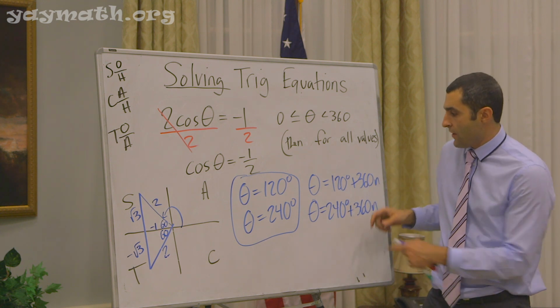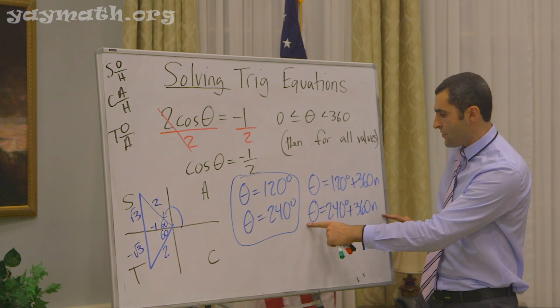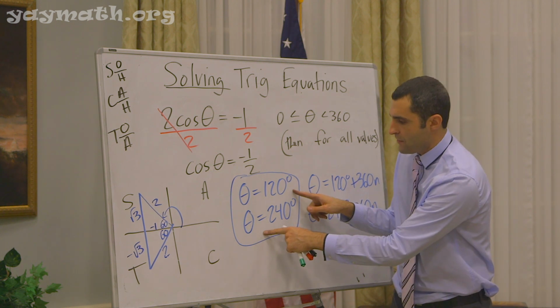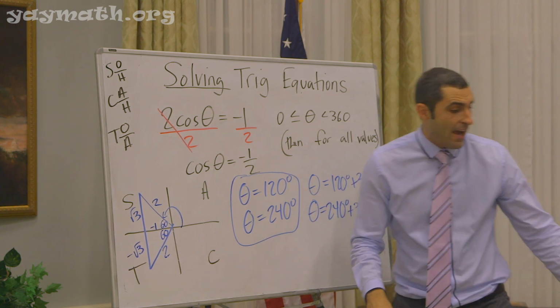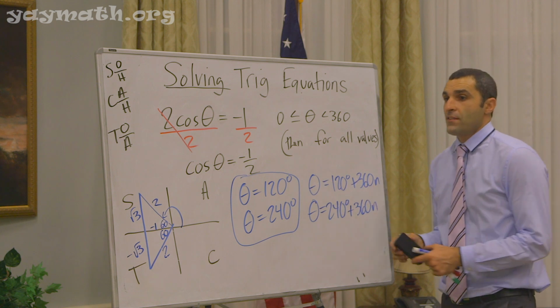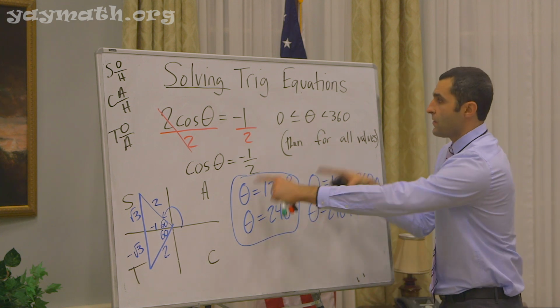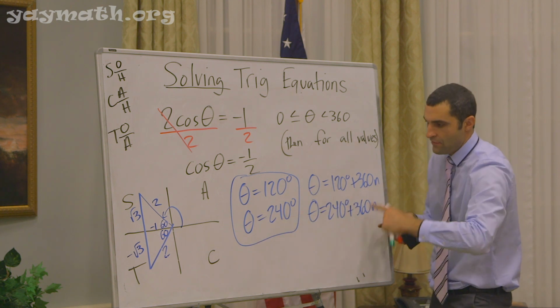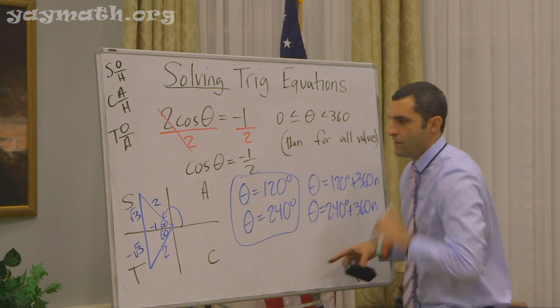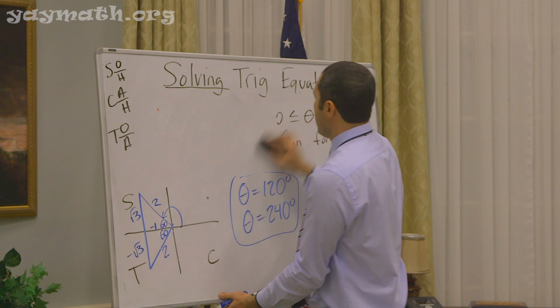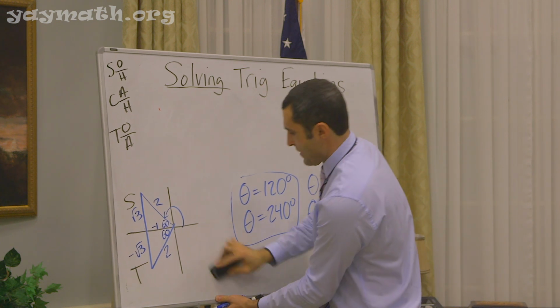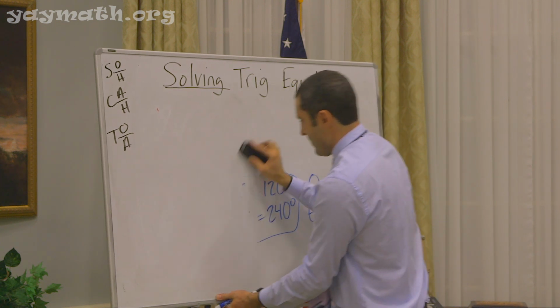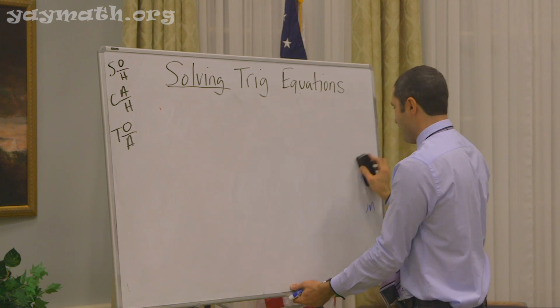Okay, awesome. So that's how to format for all values. This is how to format for just 0 to 360. There's nothing new beyond this. The rest of the problems we're going to do today are either between 0 and 360, where you'll have 1, maybe 2, 3, 4 answers, or general answers if it asks for that. Nothing else new. We're just going to do examples now.